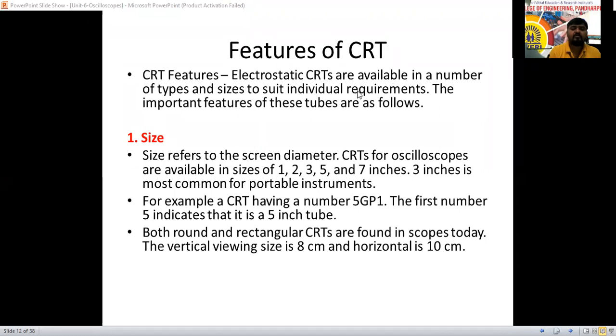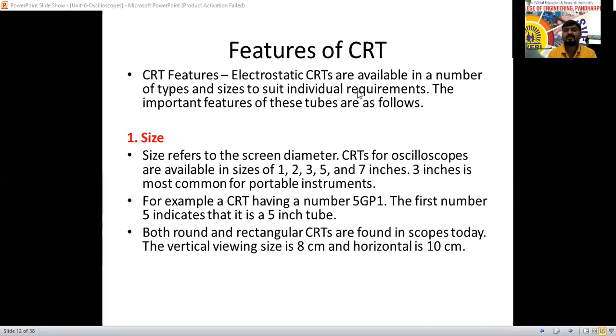So these are the electrostatic CRTs, that is nothing but the cathode ray tubes, which are available in a number of types and different sizes here now. 10 inches, 3 inches, 1 inch, 5 inches. Based on the display, the variation will be there, or different sizes to suit individual requirements. What is our requirement? Based on that, we can purchase that one. So the important features of these tubes are as follows.